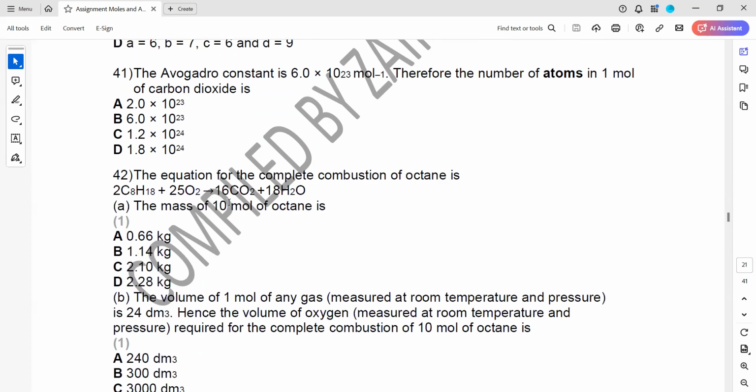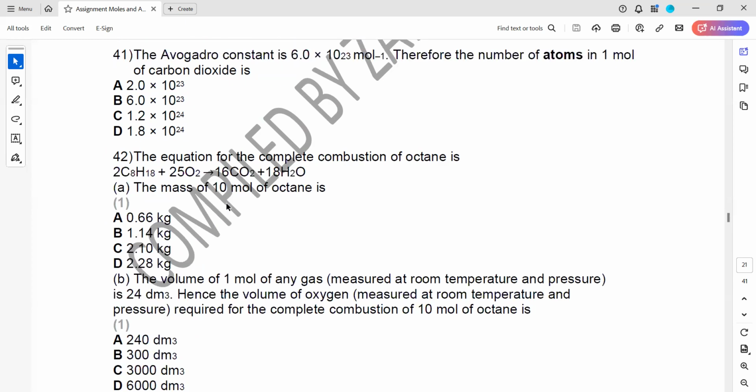In question 41, the Avogadro's constant is 6 exponent 23. Therefore, number of atoms in 1 mole of carbon dioxide. 1 mole of carbon dioxide contains 1 carbon atom and 2 oxygen atoms. So the ratio between molecule to atom is 1 to 3, because 1 carbon and 2 oxygen, so one molecule contains 3. So 1 mole of carbon dioxide will have 6.02 exponent 23 molecules.